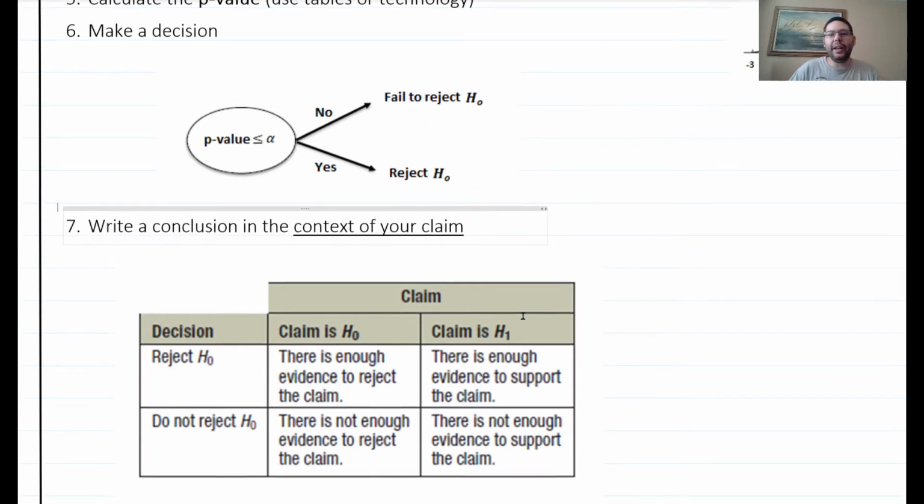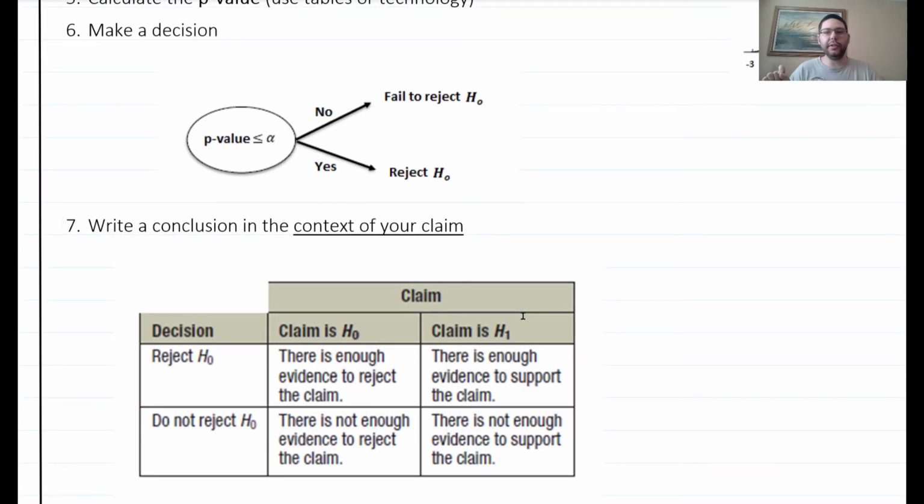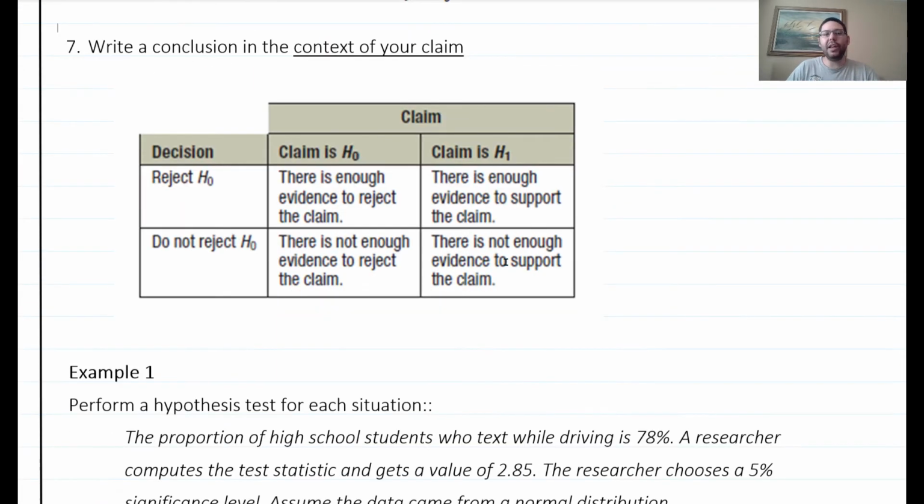Step 7, which is the last step, is to write out your conclusion. So you're going to write a conclusion based off of the claim. This is key. The conclusion is based off of the claim, not the null hypothesis. The decision is based off of the null hypothesis, whether you reject it or fail to reject it, but the conclusion is based off of the claim. Decision, null hypothesis; conclusion, claim, okay? So step 7 is you're going to write a conclusion based off of the claim.